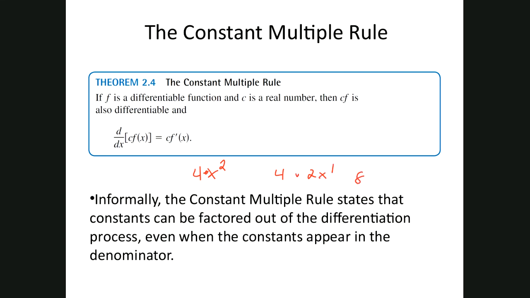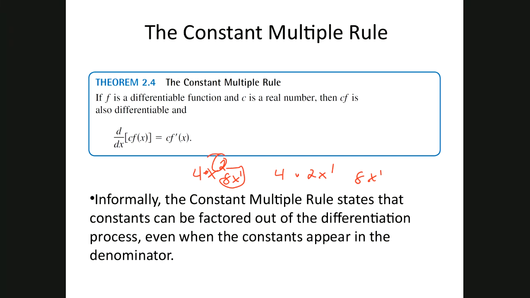But nobody does that. Everybody just takes the 2 and multiplies it by the 4 and gets 8x to the first. So that constant multiple rule, I'm not real sure I'd use it. I wouldn't move that 4 to the outside. It makes no sense to do that. It's easier to just multiply the 2 times the 4 and do it that way.